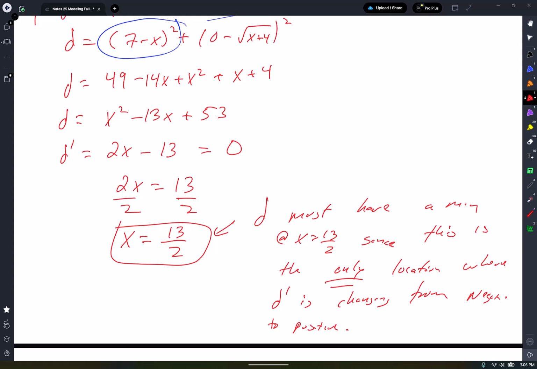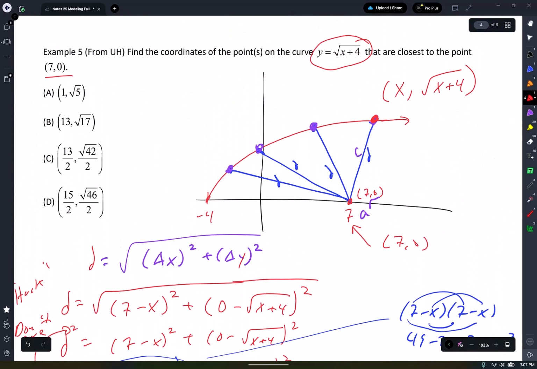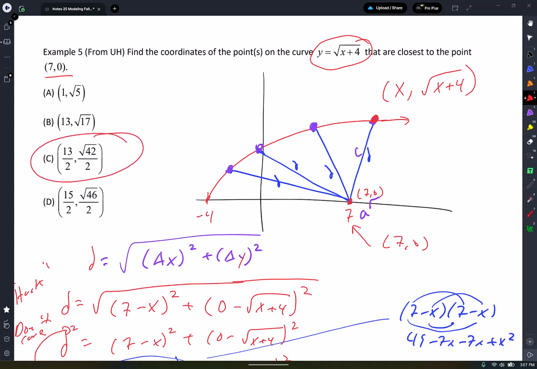All right, here we go, guys. We're almost done. There's only one choice that has an x value of 13 over 2. So the answer is C, but I want to do it the right way. Remember, this is the value on the curve of the square root of x plus 4. Do you guys remember that? And supposedly that point is the closest one to the point.